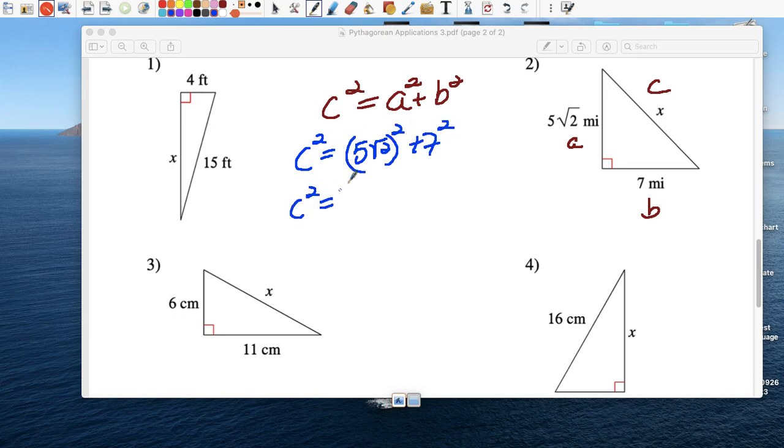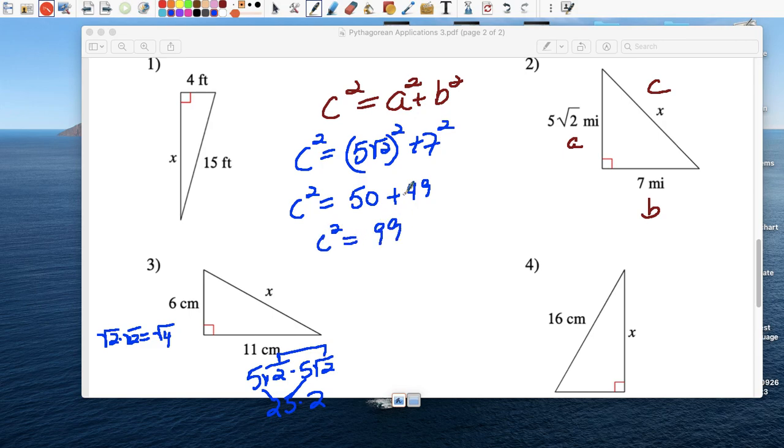So C squared, and again, think about what that means. It's 5 square root of 2 times 5 square root of 2. 5 times 5 is 25, and square root of 2 times square root of 2 equals square root of 4, which is the same thing as just 2. So 25 times 2 is 50. So we get 50 plus 49, C squared is 99. We take the square root of both sides to isolate C, and C is 9.95.